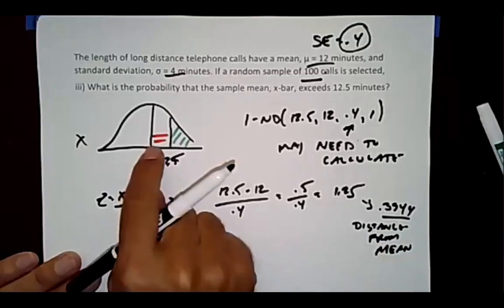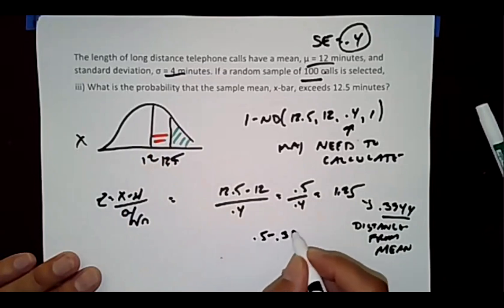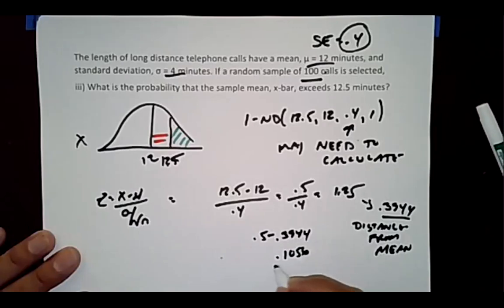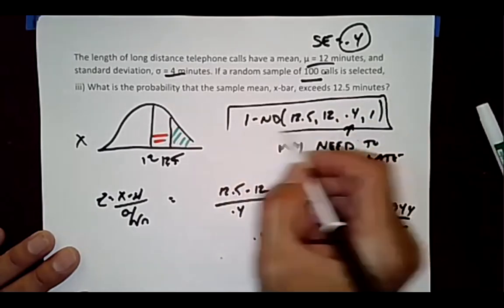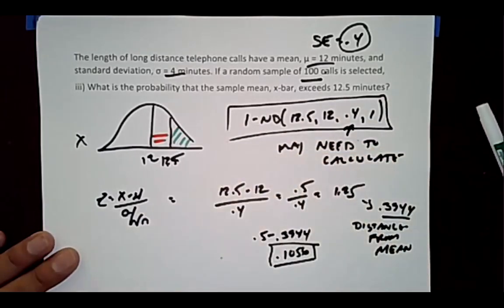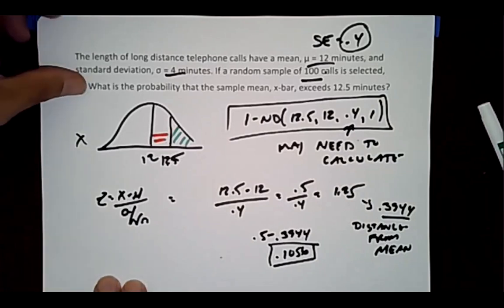0.3944, distance from the mean, is this area here in red. That's not what we want. So 0.5 minus 0.3944 is 0.1056. That is your answer. And this is your Excel command. Questions?